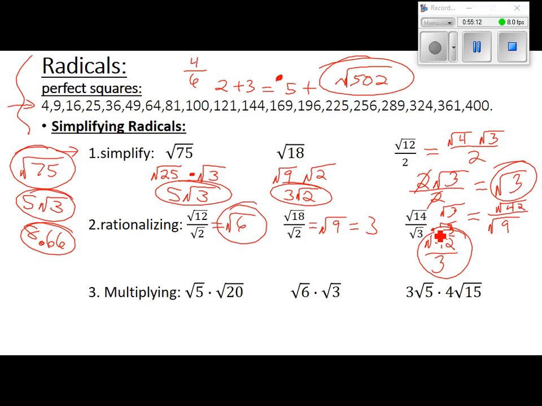What do you think you do here? Multiply. What do you get? Square root of 100. What is the square root of 100? 10. So all that simplified down to just the regular number 10.